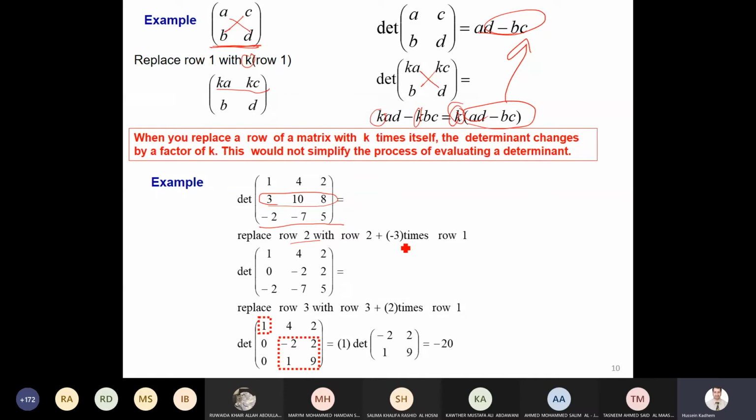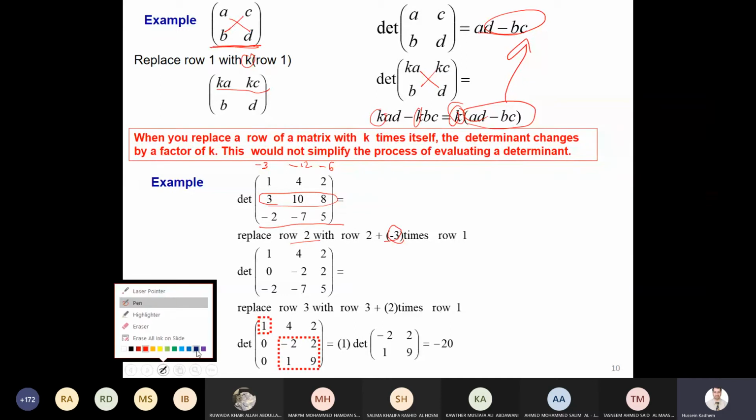Row number 2 becomes row number 2 plus 3 times row number 1. Have a look. Let me write here: 3, we say minus 3 by row number 1. It will be minus 3 by 1, minus 3; minus 3 by 4, minus 12; minus 3 by 2, minus 6. Let me change the color so I can work.